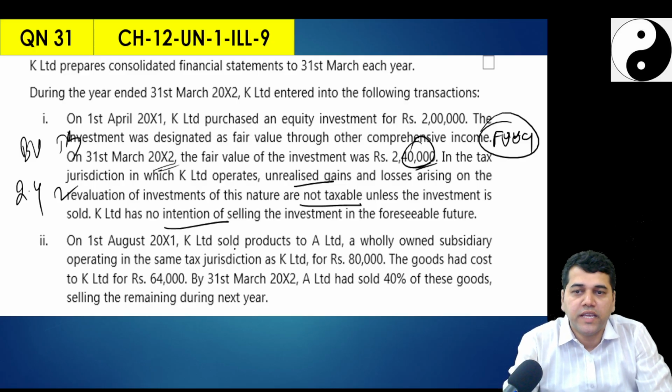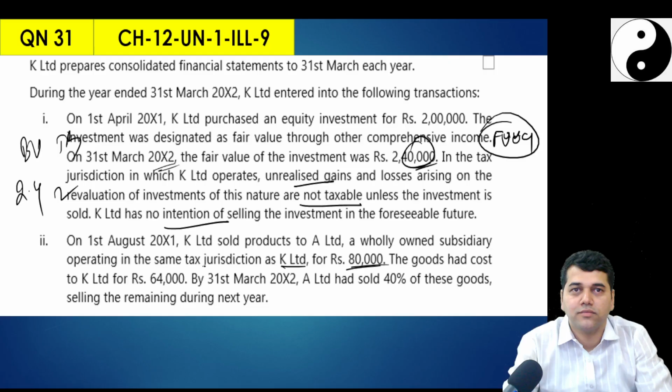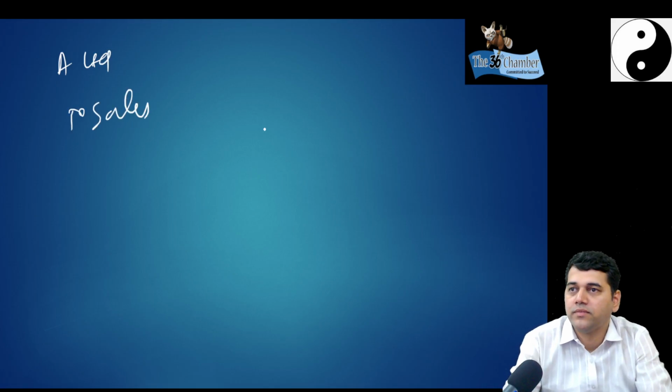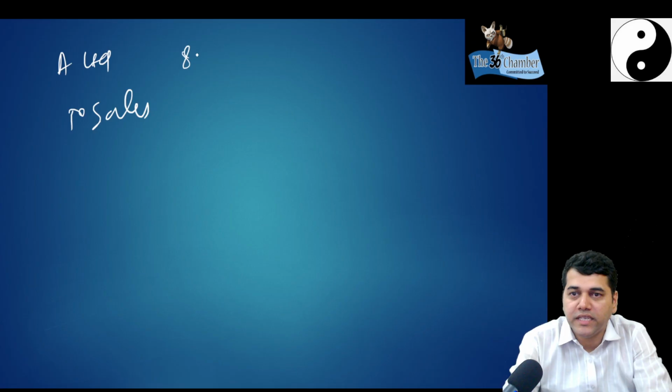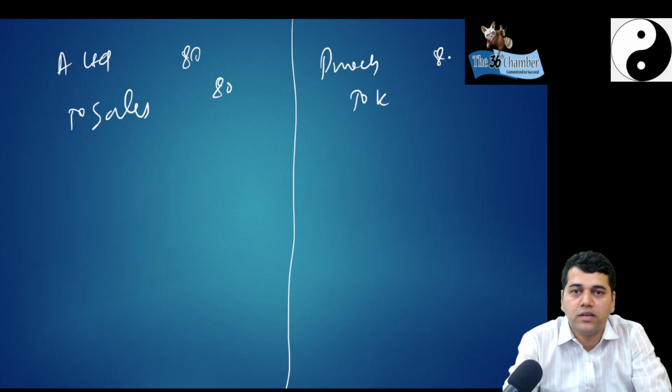On 1st August, K Limited sold products to A Limited, a wholly owned subsidiary operating within the same jurisdiction of K Limited, for 80,000. What accounting entry did you pass? A Limited account debit to sales, at 80. Did the subsidiary pass an entry? Yes, purchases account debit to K Limited, 80.